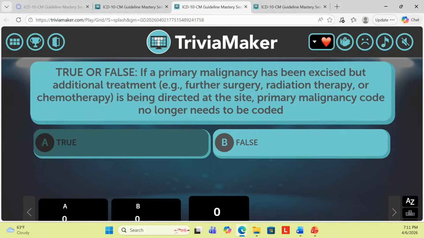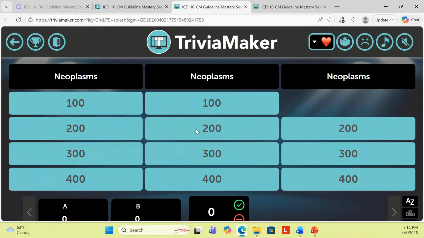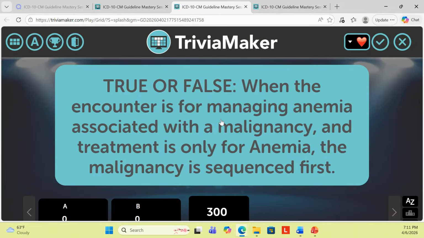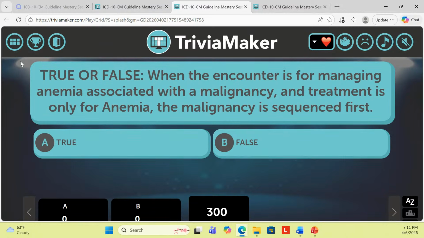Amazing. Yes, exactly. You guys are putting your explanations in the chat too. I love it. All right, great start. All right, let's move on. Let's do a 300 one since you guys are doing so great. All right. True or false?